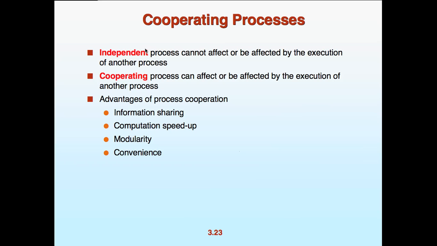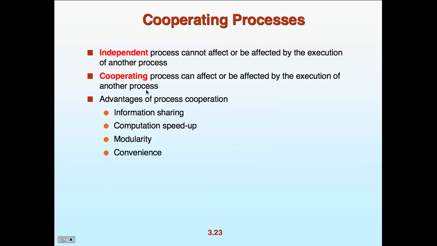Cooperating processes. Just like people, processes are kind of like people. Some of them don't get along. Some of them are independent and some of them are cooperating. So independent processes cannot affect or be affected by the execution of any other process. They're in their own separate little process space, and they just do their own work and mind their own business. They go to work, they go home, they don't do anything. So they don't cause a disturbance, hopefully, for the rest of the system.